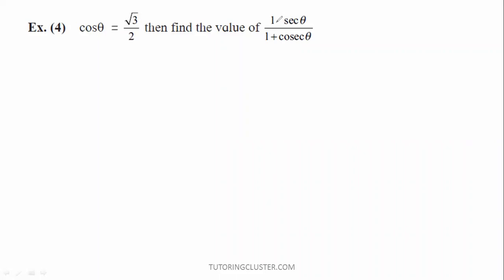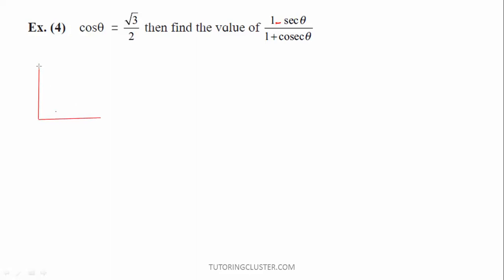Okay, so this is 1 minus sec theta upon 1 plus cosec theta. Now, cos theta is given to you as root 3 by 2 and they have asked you to find 1 minus sec theta upon 1 plus cosec theta. Okay, now see what you can do. Let us use simple trigonometric approach of right angle triangle.